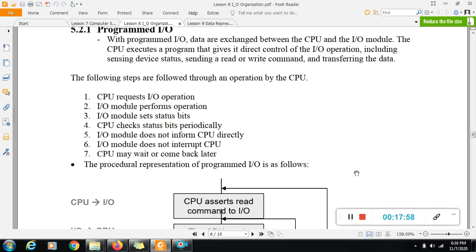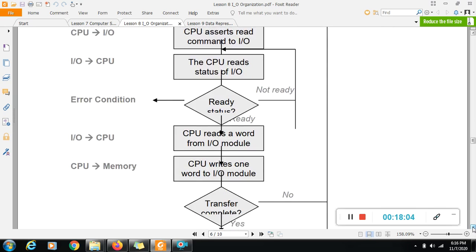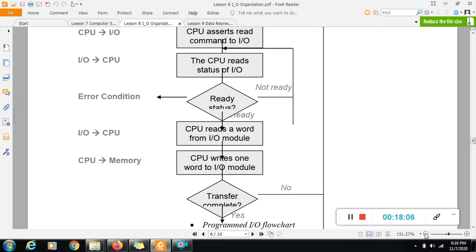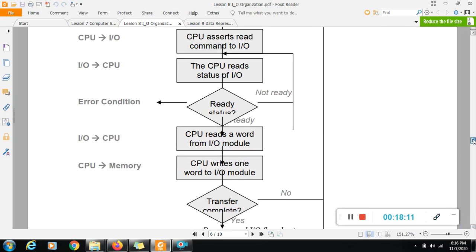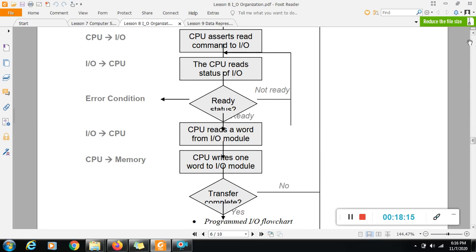The procedural presentation of the programmed I/O is as follows, as you can see in this diagram. I think I need to make this smaller so that it can be visible in its entirety. Zoom out. I think you can see the entire programmed I/O flowchart now.